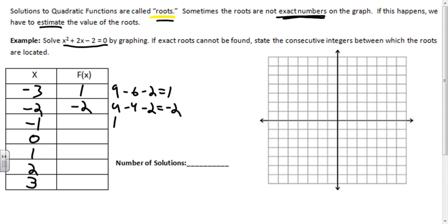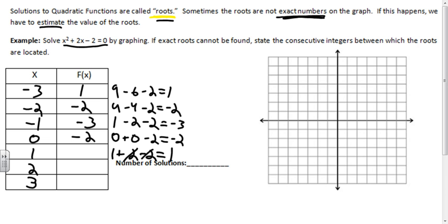Negative 1 squared is 1, plus 2 times negative 1 is negative 2. Subtract a 2 there, becomes negative 3. 0 squared plus 2 times 0 is 0, minus a 2. We're back to a negative 2 there. 1 squared is 1, plus 2 times 1 is 2, and minus a 2. These ones cross out, and we're left with just 1.